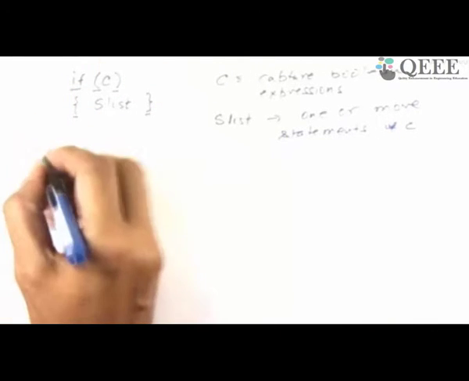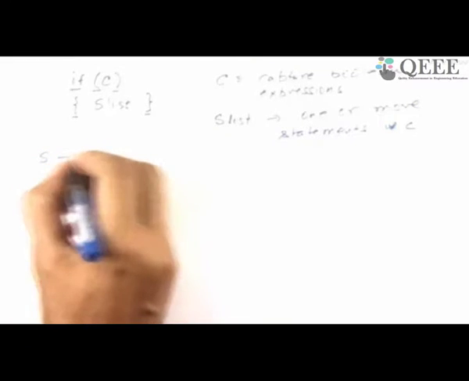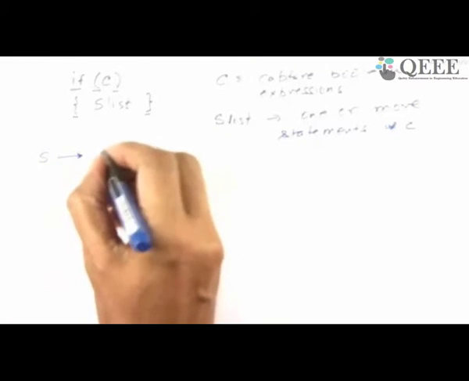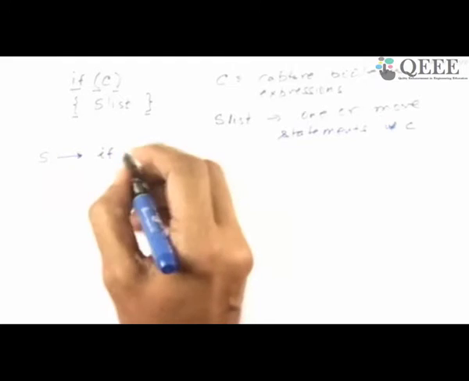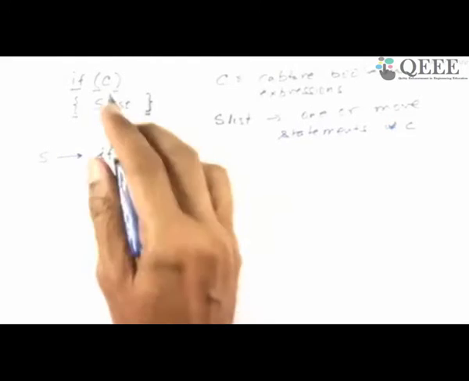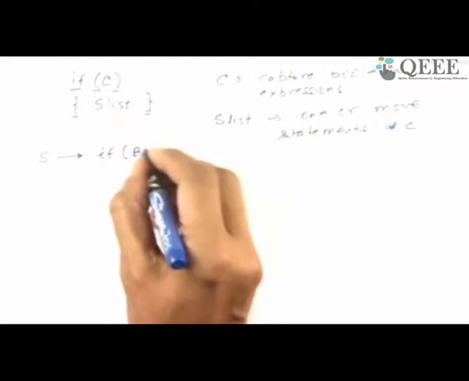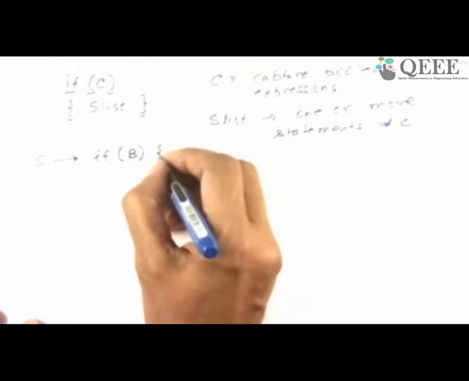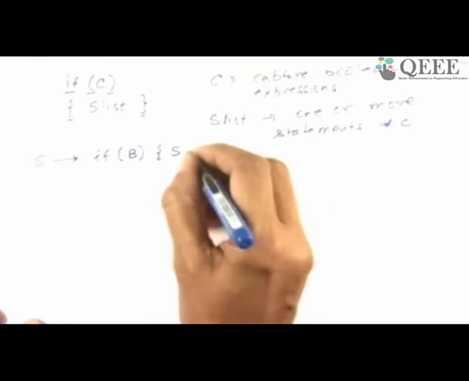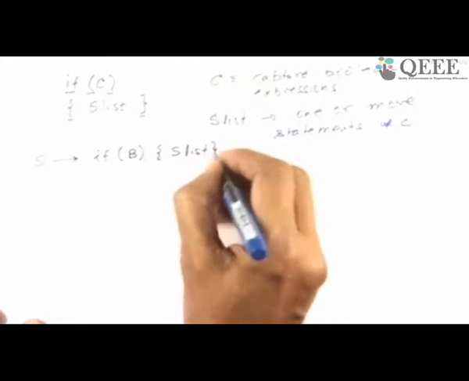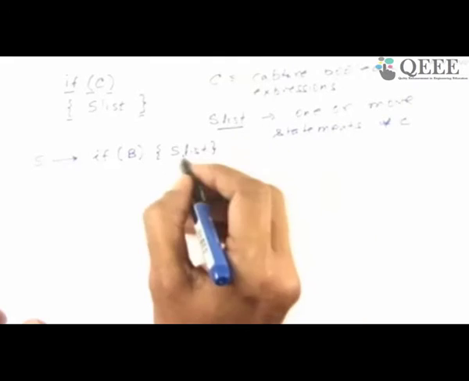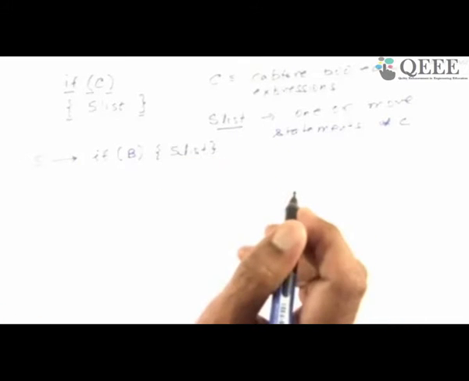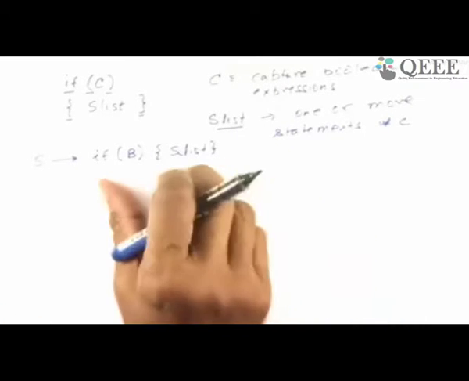In order to make it now, I will say, okay, here is my first grammar rule. S equals if, which, as I said, is a keyword, then a bracket. Instead of C, I'm going to write it as B to indicate it's a Boolean expression. Then I'll put this brace and I'll put S list. What is S list? S list is a single non-terminal. So it may not look like that. So this is my grammar rule.